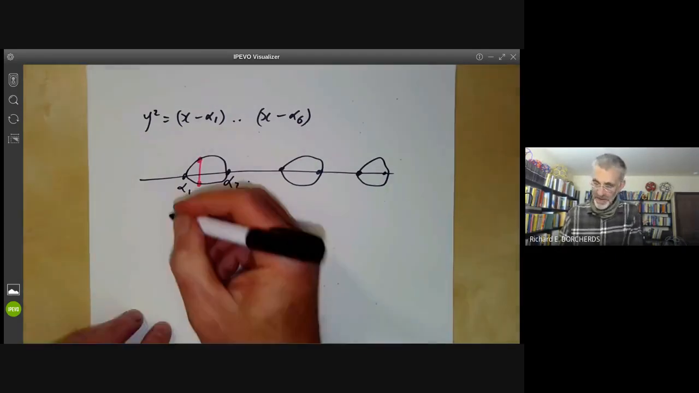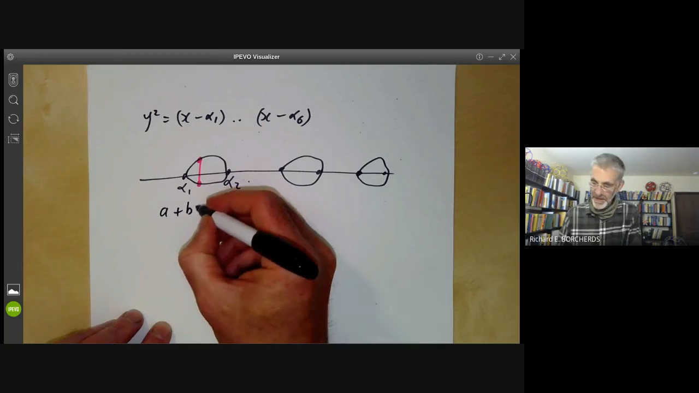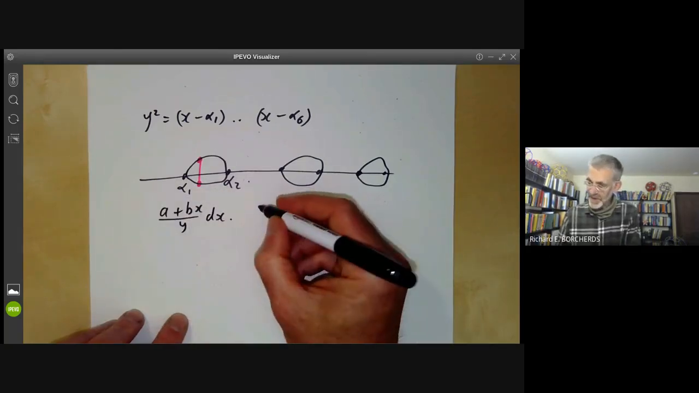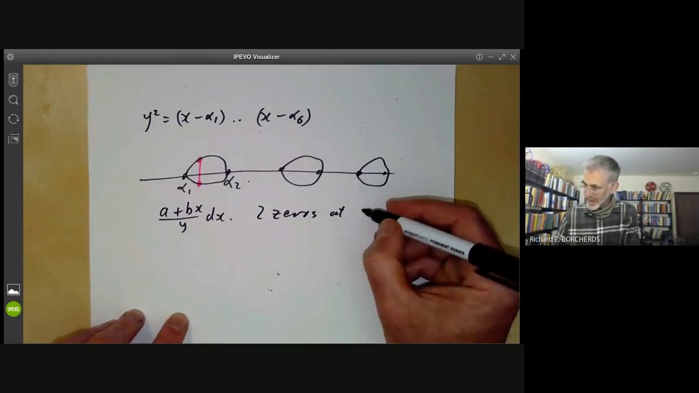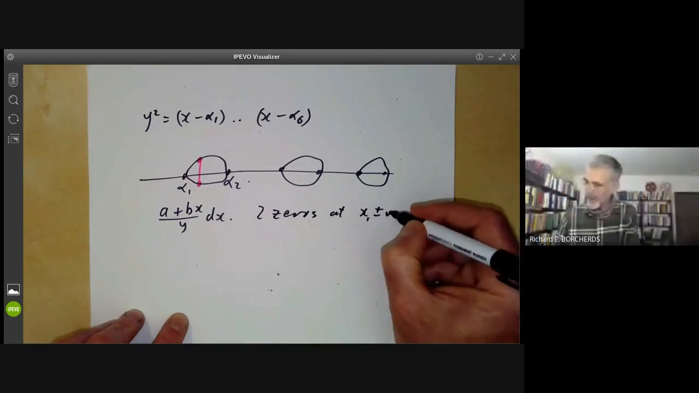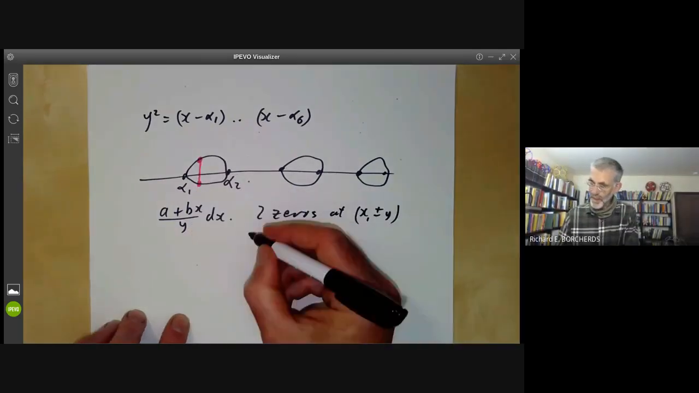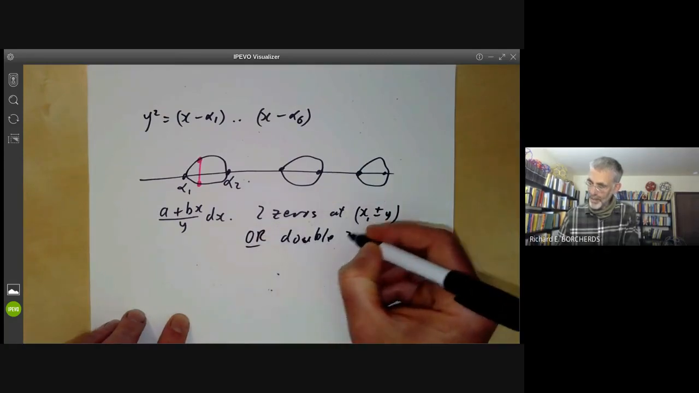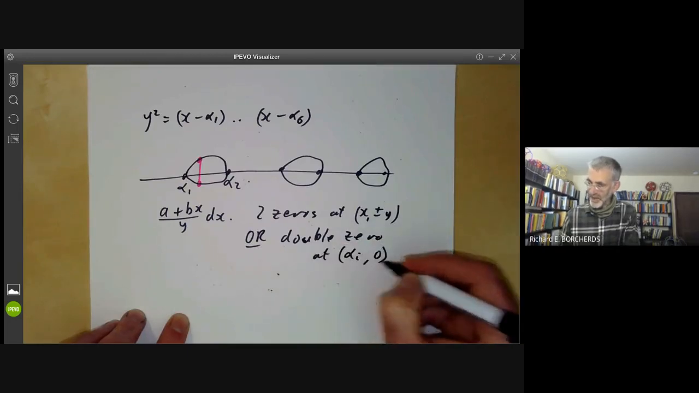And if we look at a typical one form, which would be something like a plus bx over y dx, this will have two zeros at x plus or minus y. We'll have zeros at a pair of points. Or it might have a double zero at some point alpha i zero.